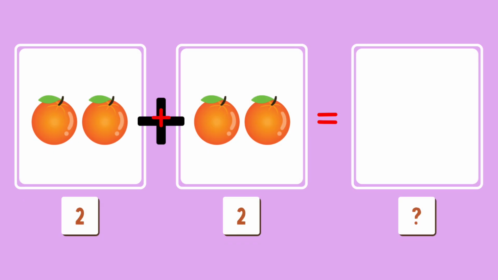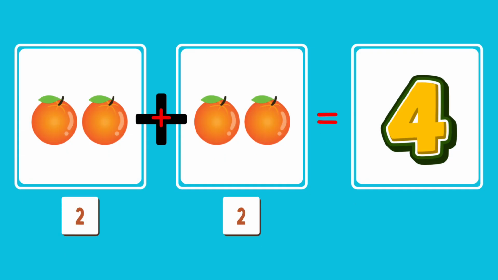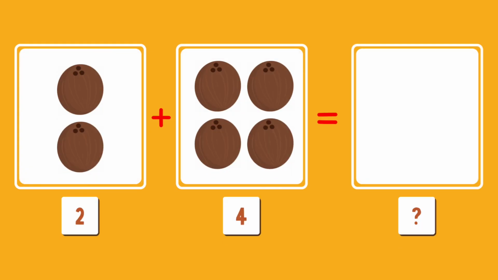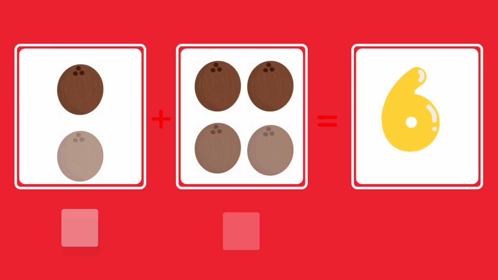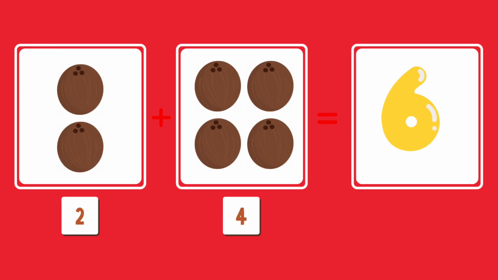How many oranges can you see? Yes, 2 plus 2 makes 4. How many kiwi can you see? Just perfect, the answer is 6.